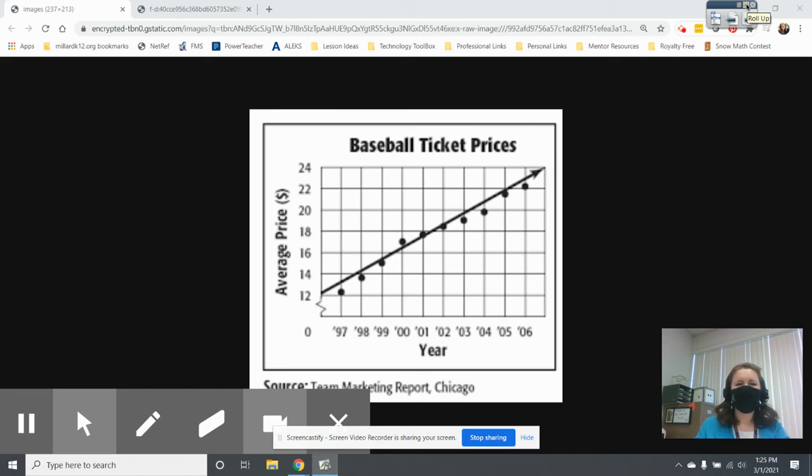Hi, today we're going to talk about how to look at a scatter plot and interpret the data, or more specifically, interpret the line of best fit.